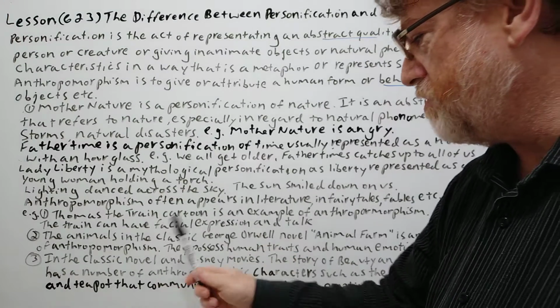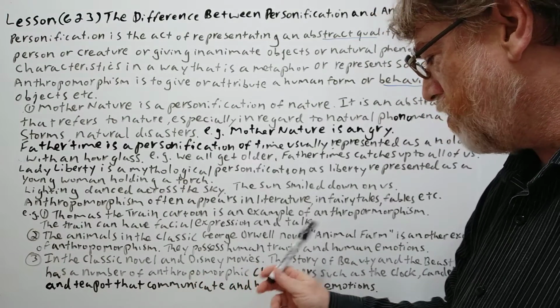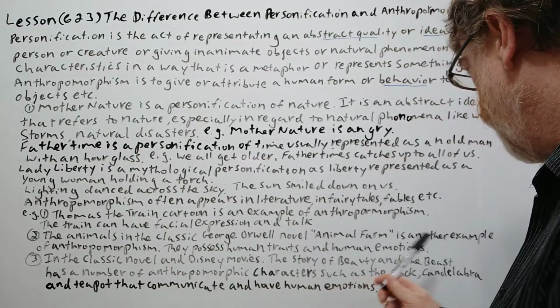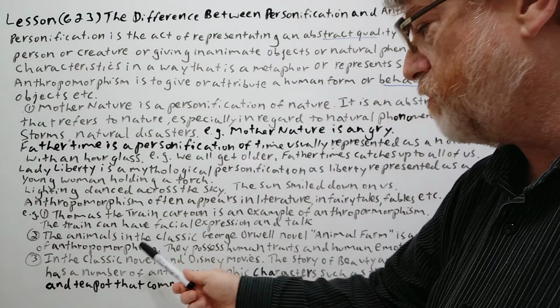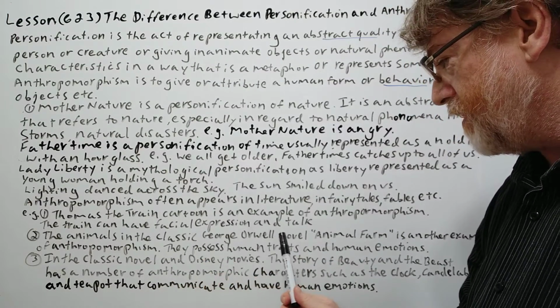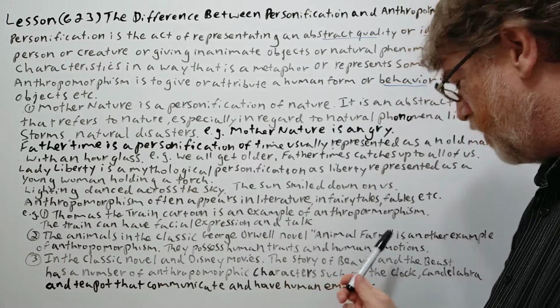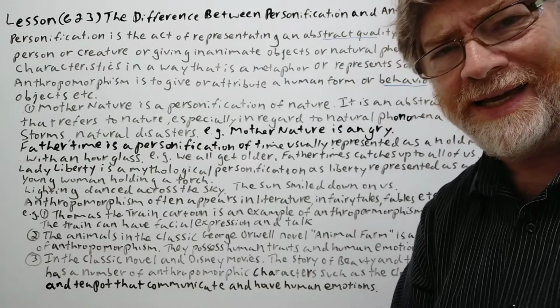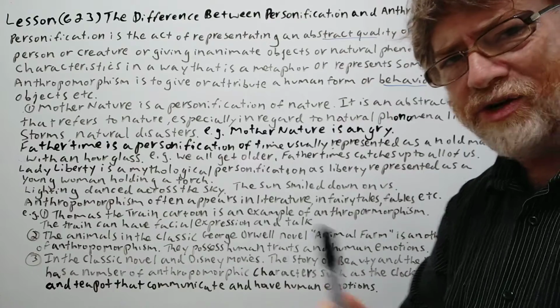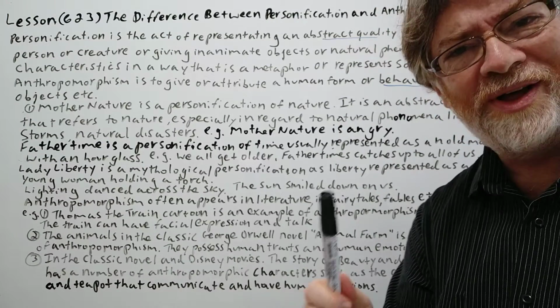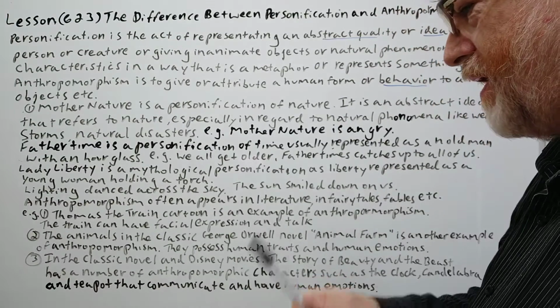Number two, the animals in the classic George Orwell novel Animal Farm are another example of anthropomorphism. They possess human traits and human emotions. Yes, they were greedy, they turned evil, all things like that. Okay, and the last one here.